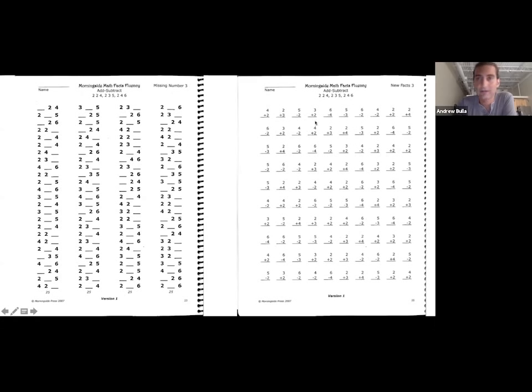So I'm going to write 5 because 5 is missing. I'm going to write 2 because 2 is missing. I'm going to write 4 because 2 is missing. And we get that for free because of the way that we designed our curriculum and our instruction.